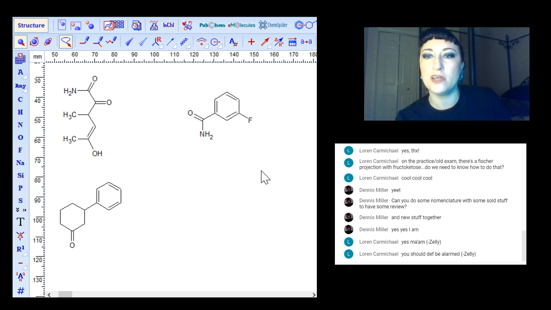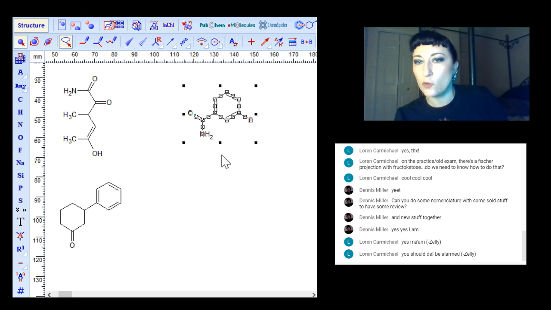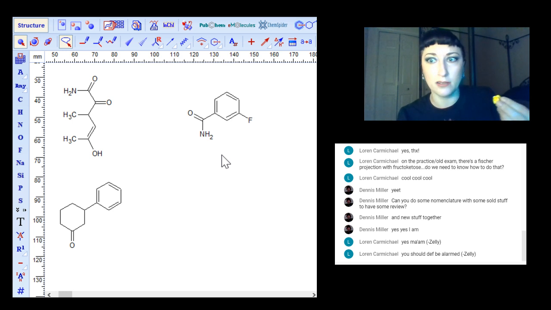This one up here, there we go. That one should probably be pretty easy. It would be like naming a fluorobenzoic acid, right? But you have a benzamide instead.